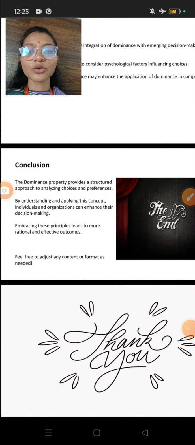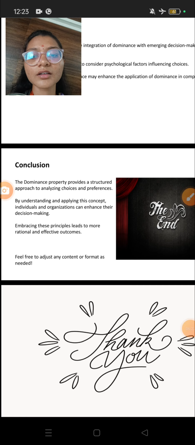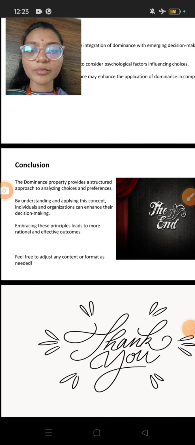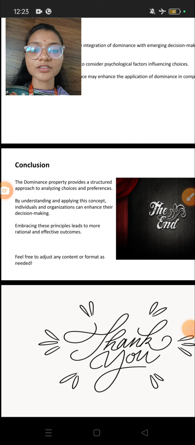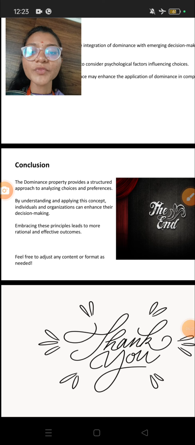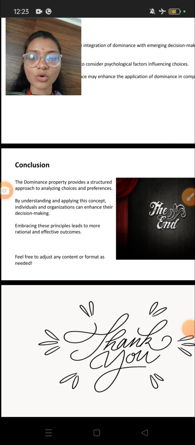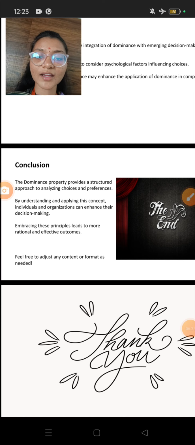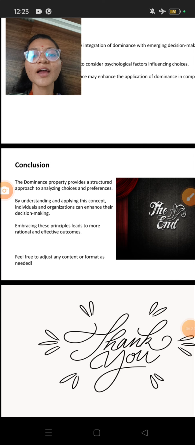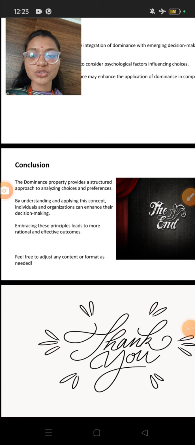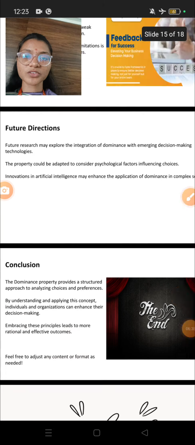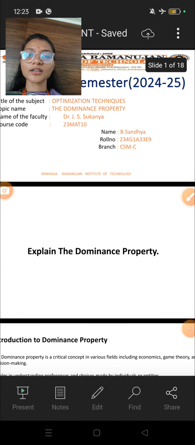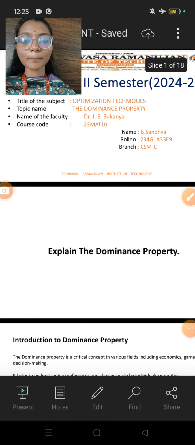Coming to the end, in conclusion, the dominance property provides a structured approach to analyzing choices and preferences. By understanding and applying this concept, individuals and organizations can enhance their decision making. Embracing these principles leads to more rational and effective outcomes. This is the dominance property.